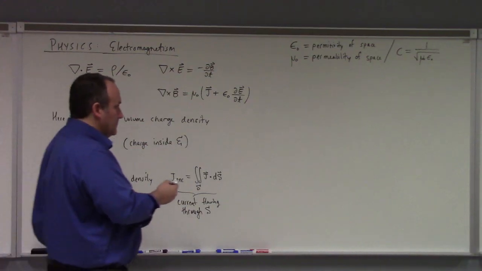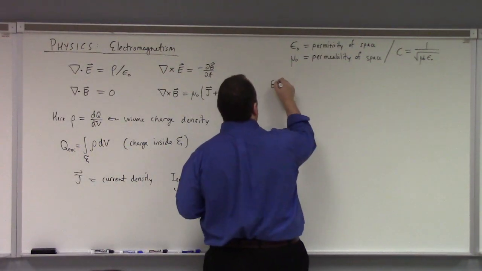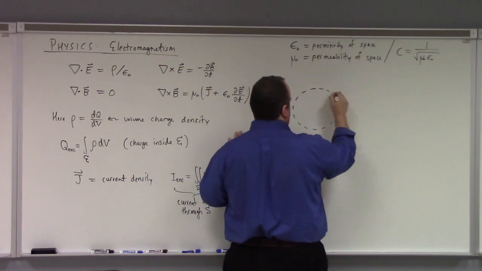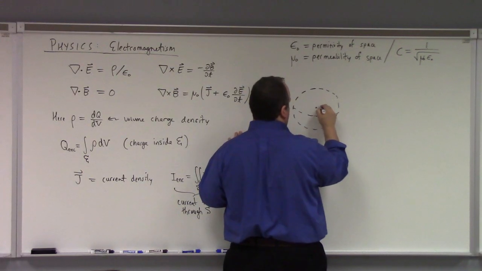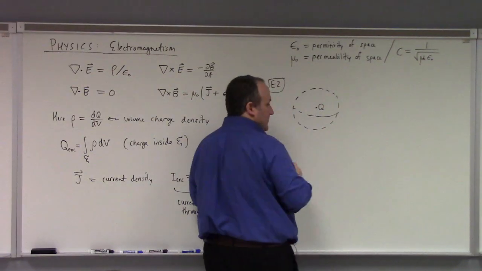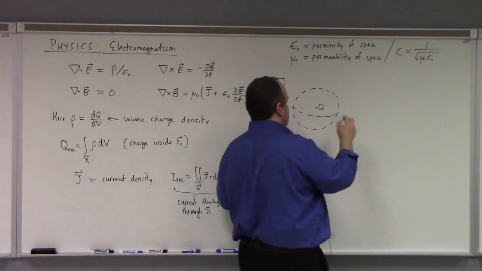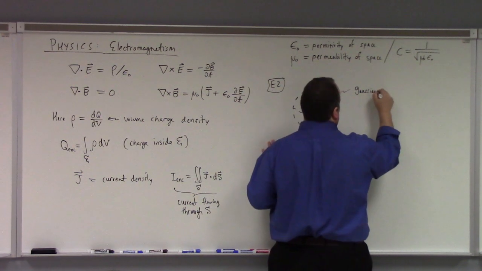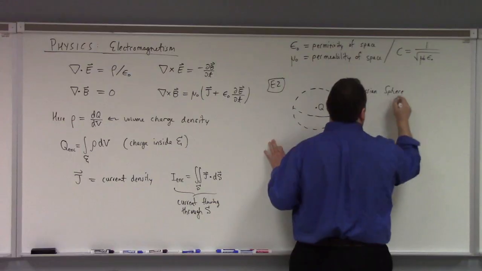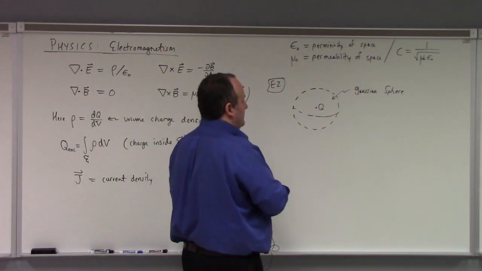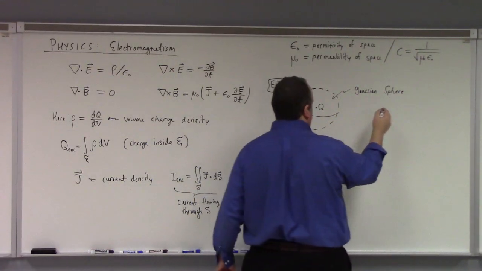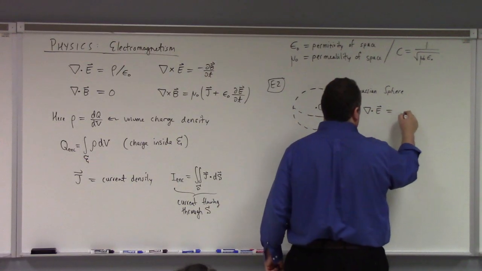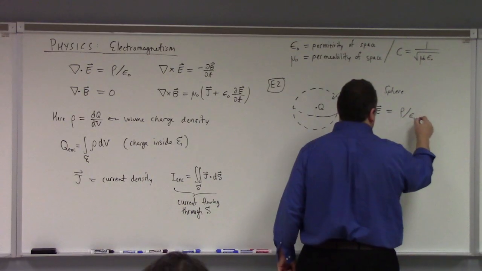So like, example 2, if I have, for instance, this, say, sphere, and I've got a charge in the middle of it, all right? Then we think of what's called a Gaussian sphere. All right? And so, all right. Gauss's law in differential form says that the divergence of the electric field is equal to the charge density divided by epsilon naught.